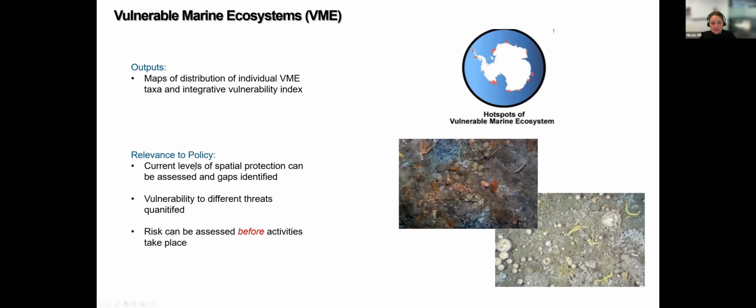again, we can look at how well current spatial protection measures are representing these hotspots and identify any gaps. We can look at vulnerability to different threats. So currently we're focusing on fishing, but we could potentially focus on vulnerability to climate change, for example. And in this case, the risk can be assessed before the activities take place. So if we know that there's a whole lot of particular areas that are likely to contain VME taxa, we might have different rules about what you can do in there, or different thresholds about when you have to move on and these kind of things.